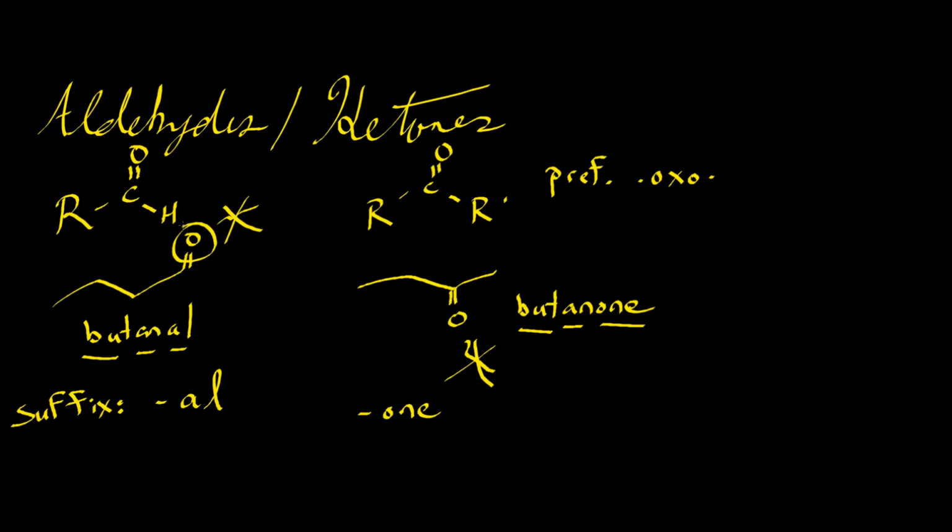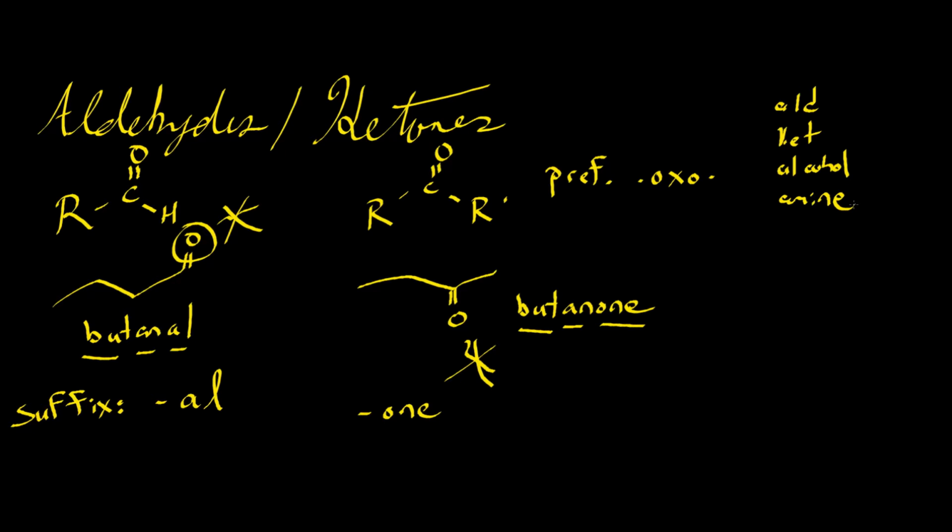Now, as for priority, aldehydes take priority over ketones. So we have aldehyde, ketone, alcohol, and then amine. And that's the list of priority as we have it so far. Now, something that can get confusing, as we move forward, we'll see that there are other functional groups that have a carbon double bonded to an oxygen in them, as part of them. Okay, and you're going to have to make it a point to distinguish those from the aldehydes and the ketones.